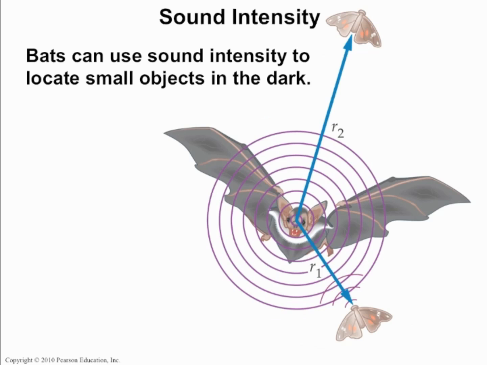Now, bats can use sound intensity to locate small objects in the dark, and that's pretty neat. They are able to emit ultrasound or ultrasonic waves, and when they do so, their brains can distinguish the different intensities. If something echoes back with a high intensity, then it's close. If it echoes back with a low intensity, then it's far.